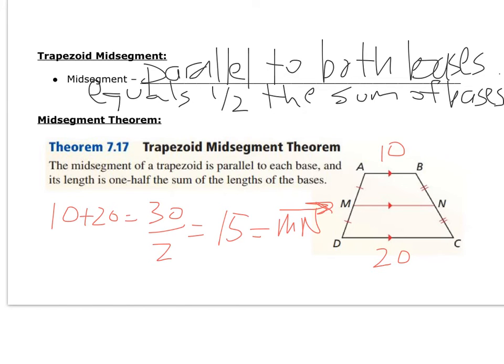And that's what this theorem is talking about. The midsegment of a trapezoid is parallel to each base, and the length is 1/2 the sum of the lengths of the bases.